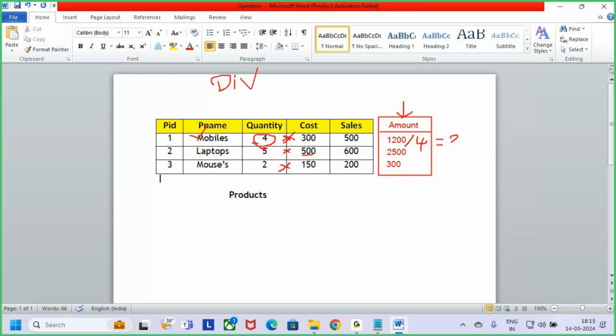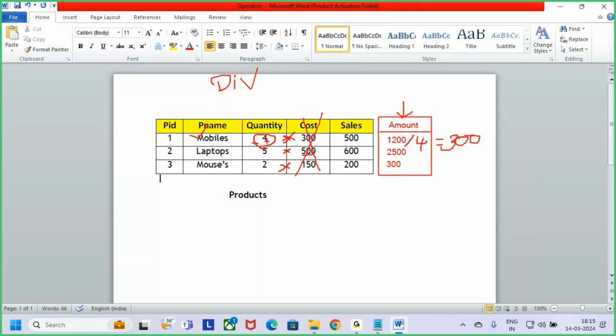300 is the output I'll get. So when to use this division operator is, let's say you have the total amount you are spending to buy the mobile phones, is the amount I'm spending. Now I want to understand what's the cost of each mobile. So let's suppose there is no cost column. I'm having only quantity column and then amount column.